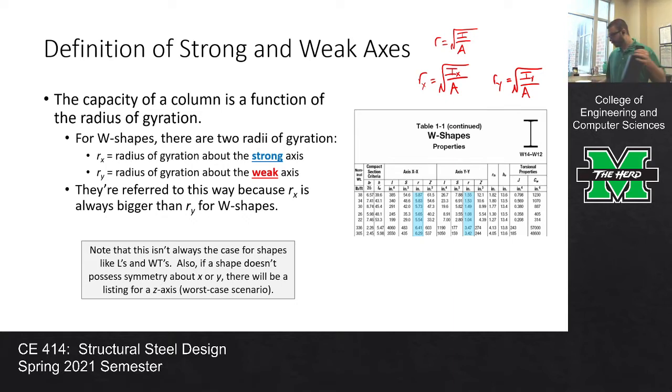So if we look at W shapes, the Rx is always going to be bigger. Now that isn't always the case for shapes like angles and WTs. Sometimes with WTs, it's flipped because you're cutting the section in half. And sometimes with angles, if it doesn't possess symmetry, there's a listing for a z-axis. That's the worst case scenario. And I think we've already seen a lot of this when we did slenderness checks for tension members. Okay, so everybody with me so far? Any questions?